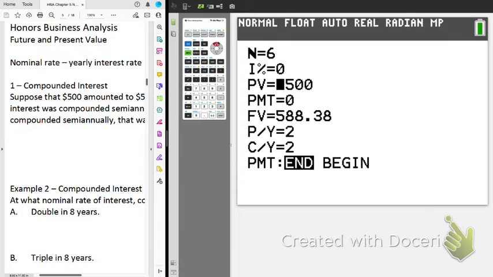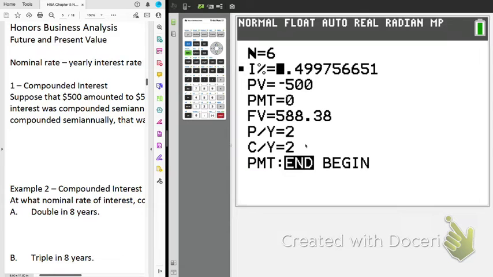You do alpha enter. So when you get back up so that I is highlighted, you do alpha enter, and it spits back out your interest rate at you. So on this one, we would say I is equal to about 5.5%. Okay?